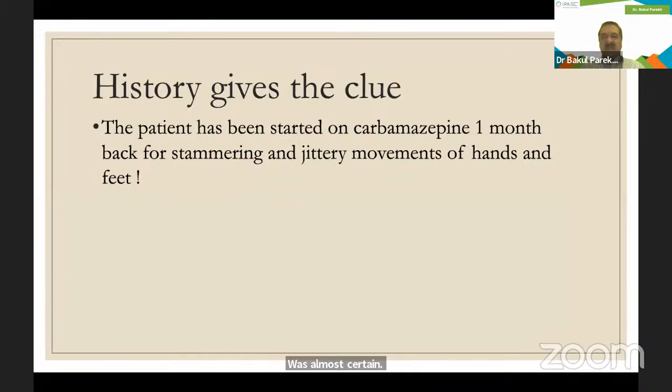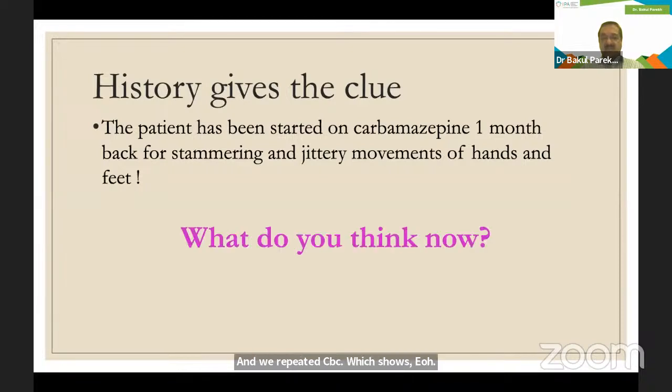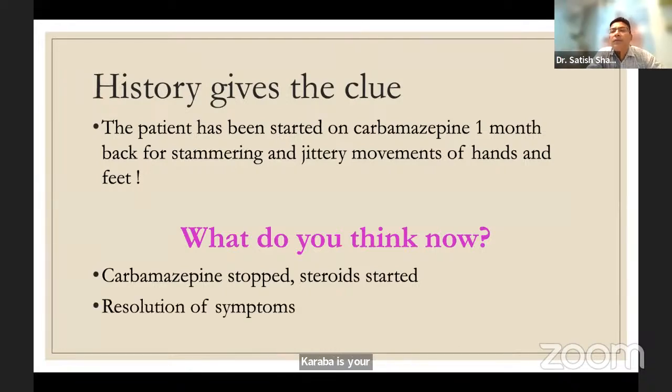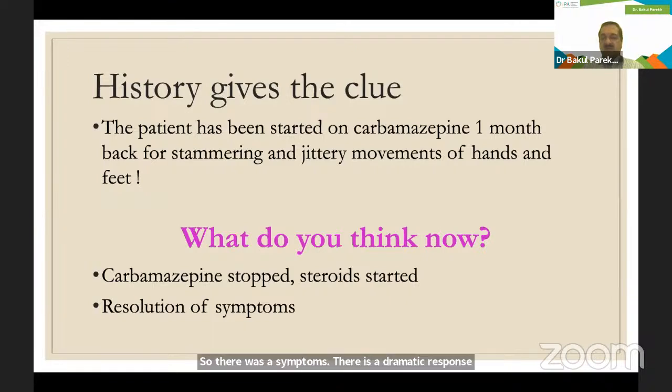And we repeated the CBC, which showed eosinophilia. So what is the diagnosis? Carbamazepine was stopped and steroids started. DRESS, yes, correct. There were residual symptoms, and there was a dramatic response to 1 dose of steroid.